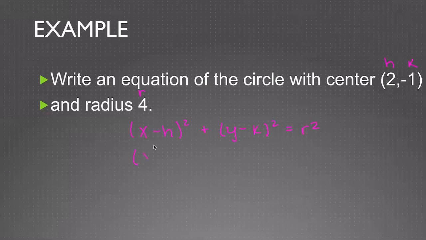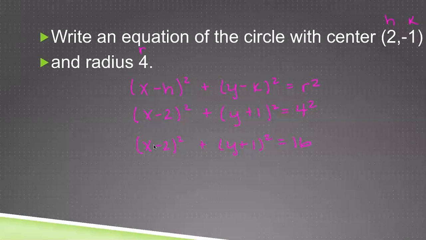So we would have x minus 2 squared plus y, and then minus k, which is going to make it a +1 squared equals 4 squared. So our final equation would be x minus 2 squared plus y plus 1 squared equals 16.